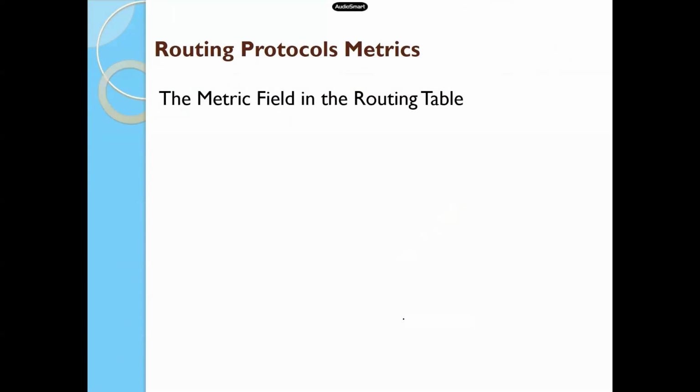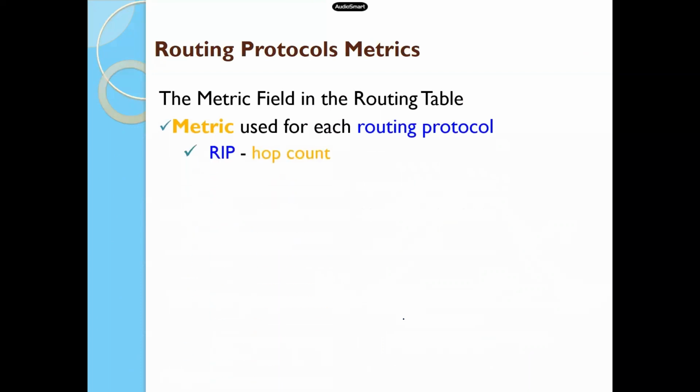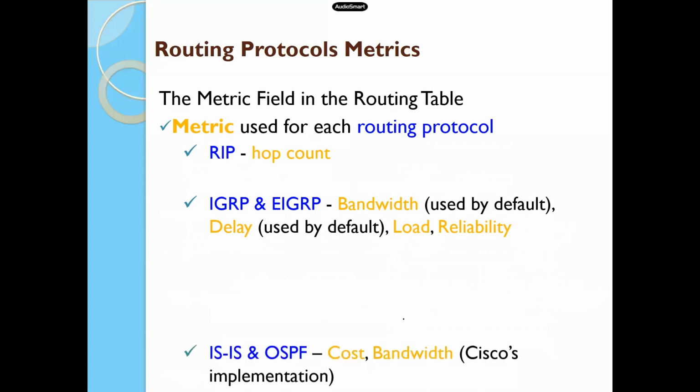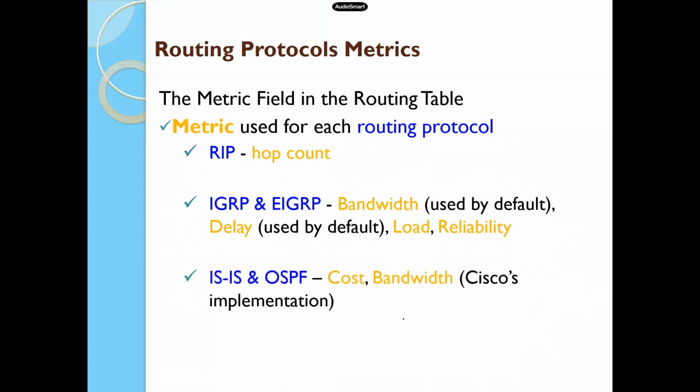Okay, so where do we find the metric in the routing table? It depends on the routing protocol. For RIP, we agree that it is the hop count. IGRP or EIGRP, it's mainly the bandwidth by default. It could also include delay, load, and reliability, but if you are asked, we're going to say just bandwidth. IS-IS or OSPF, it is bandwidth. The cost is another metric, which is a composite of other metrics, but mainly it's bandwidth. That's the Cisco implementation part.